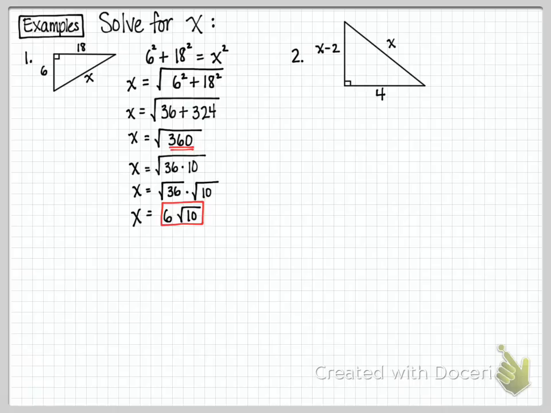In our second problem, we have this triangle with a leg of x minus 2, a leg of 4, and the hypotenuse of x. And we're going to solve for x. So pause the video, work it out, and then when you're done, I'm going to start up again.